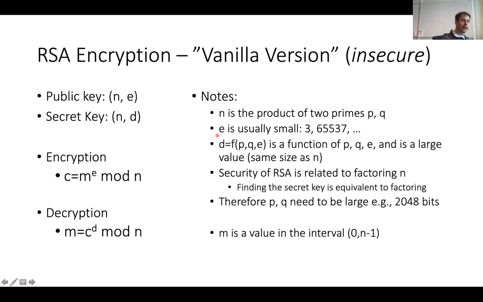So E is the encryption exponent. That's why it's called E, and this is a public value, and it's usually small. D, which is the decryption exponent, which is part of the secret key, is a value which is computed as a function of P, Q, and E. I'll tell you a bit more in a second, but for the purpose of this course, it's enough to know that D is a function of the two primes and E.